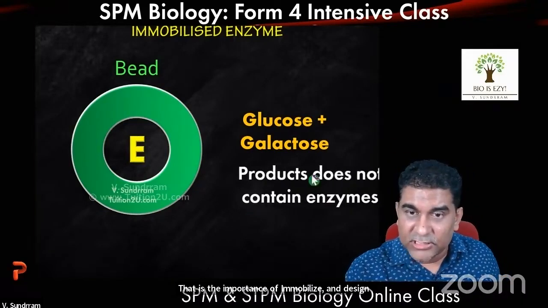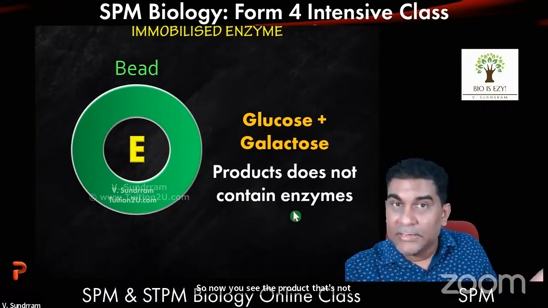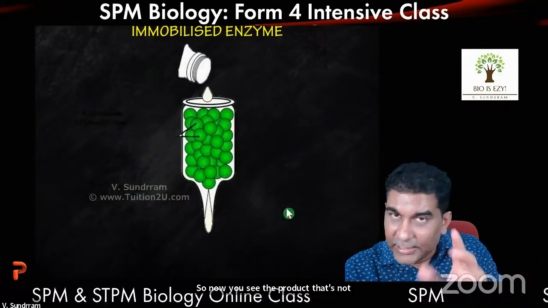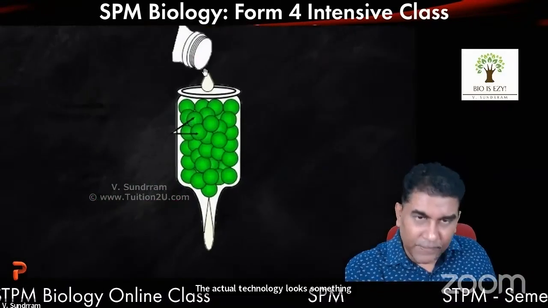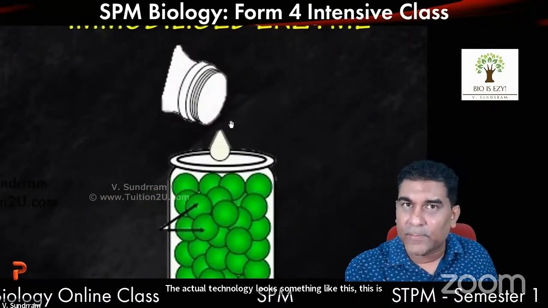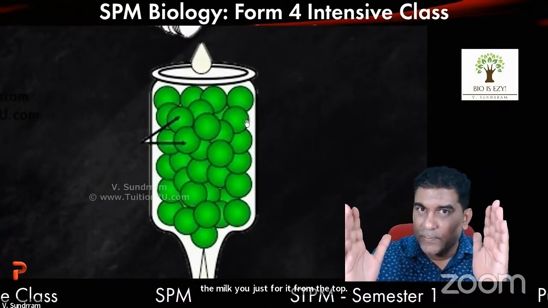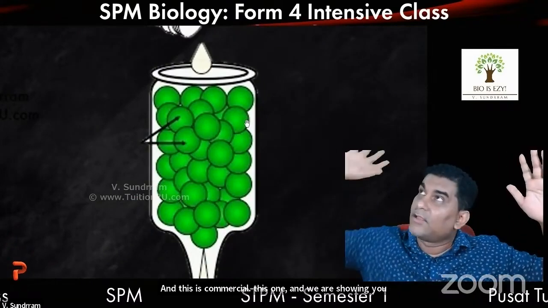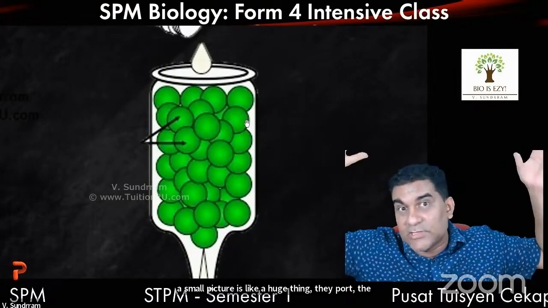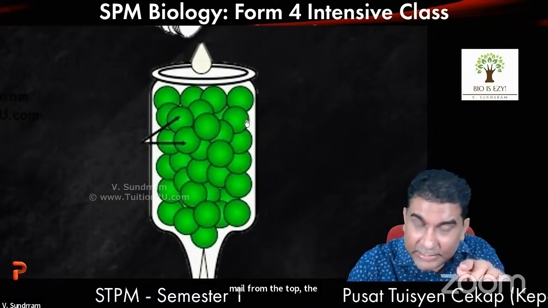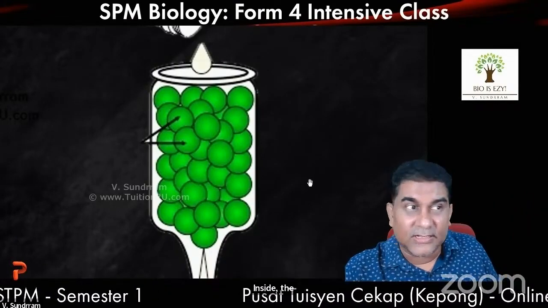So now the product does not contain enzyme; it is not contaminated by enzyme. The actual technology looks something like this. This is the milk. You just pour it from the top. This is commercial, and we are showing you a small picture. It's like a huge tank. They pour the milk from the top and the milk will come down at the bottom. Commercially, it's a huge tank. Inside the tank, all of these green circles are the resin beads.